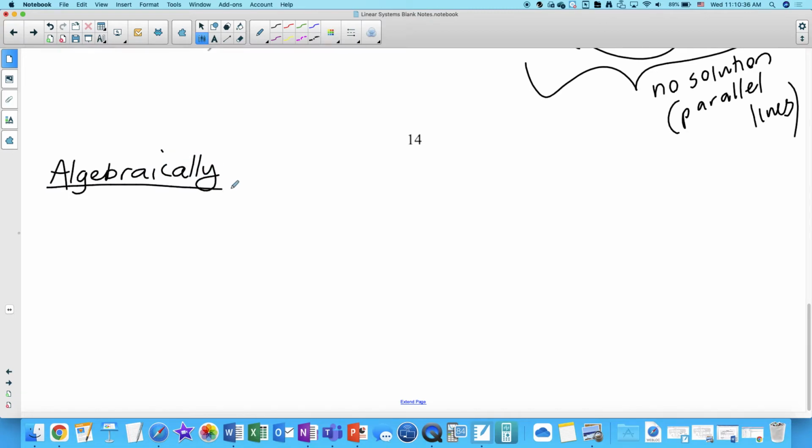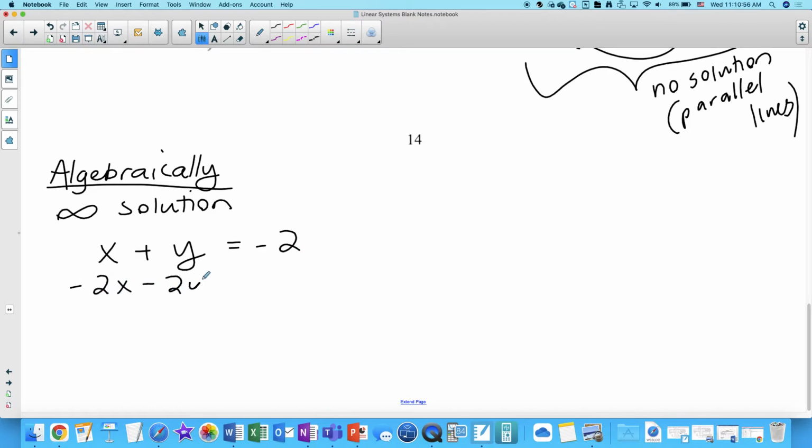Okay, so the infinite solution was the first one. What was it? It was x plus y equals -2. Was that one of them? I think so. And then the other one was -2x minus 2y equals 4. Okay, so let's use elimination here, because that's probably what I would go to first. How would you solve this by elimination? What would you have to start doing?